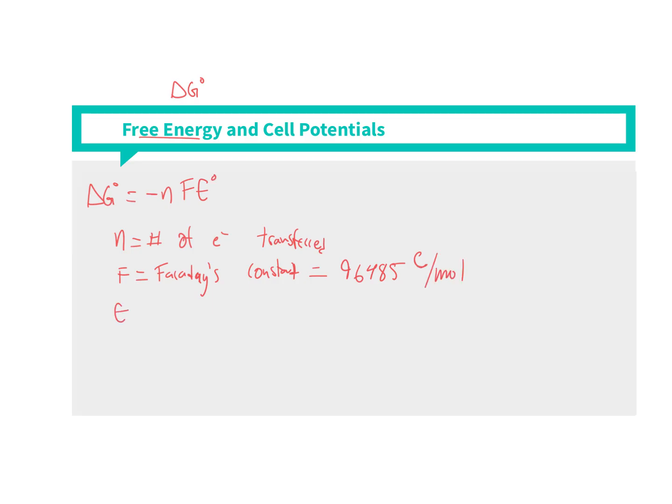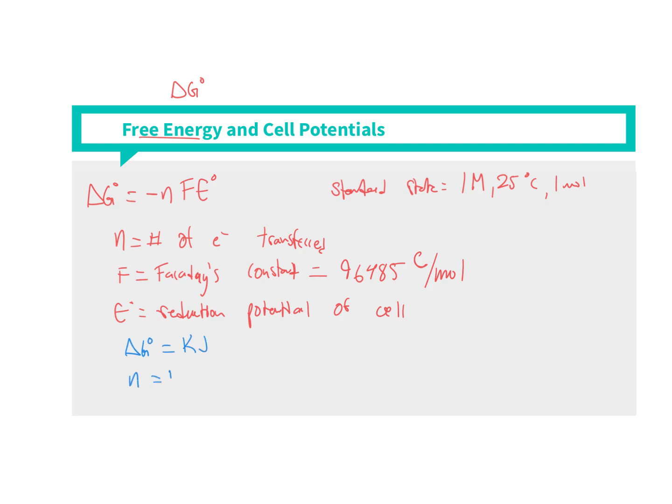And E, of course, is our reduction potential of the cell. Now remember, these are at standard state. So basically 1 molar, 25 degrees Celsius, and typically 1 mole of your material. Now in terms of units here, delta G naught is typically in kilojoules. n, which is the number of electrons, is actually in moles because it's the moles of electrons that you transfer. F, I said above, is in coulombs per mole. And your cell potential is typically in volts, which converts to joules over coulomb.